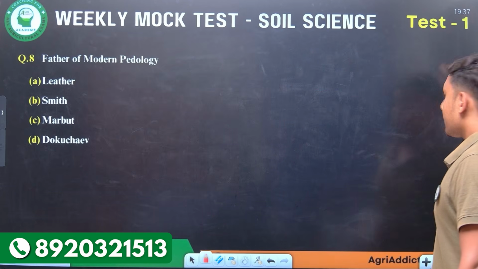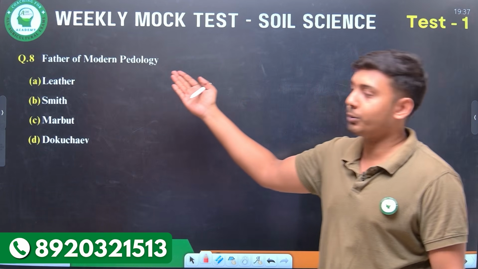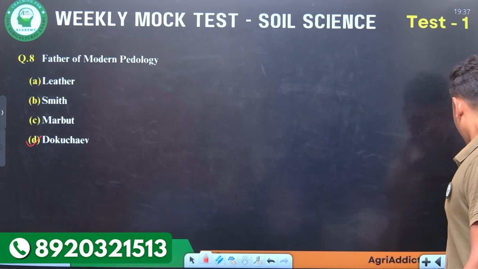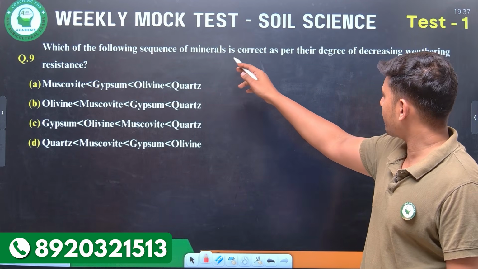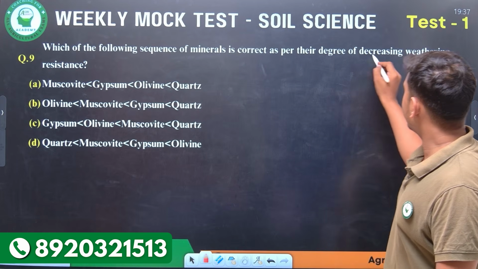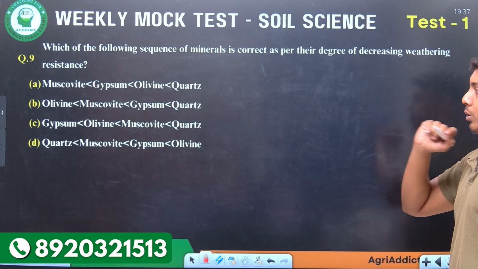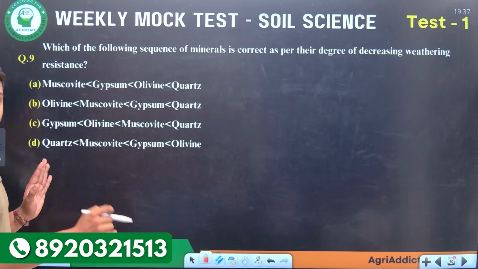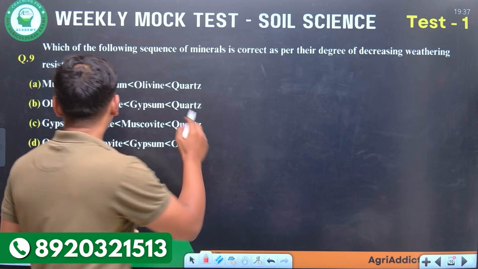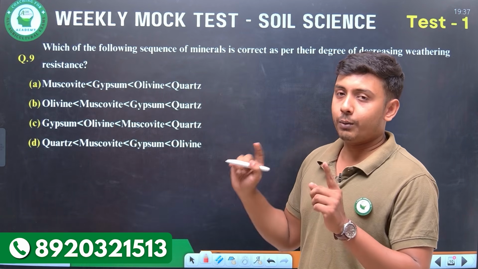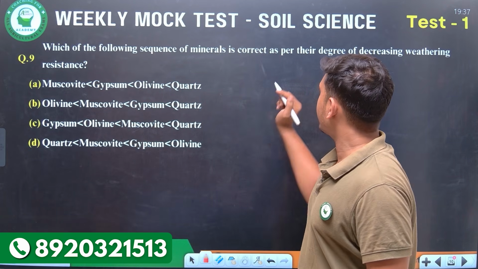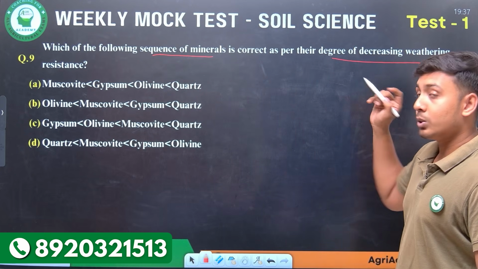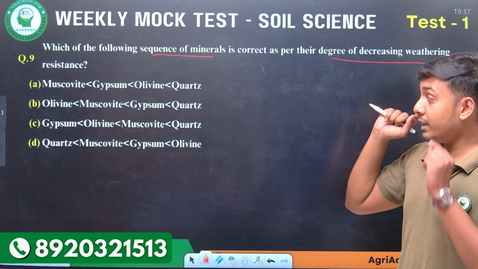Next comes the next question. Father of modern pedology, you have to directly remember, that is Dokuchaev. Let's take this question again. Which of the following sequence of minerals is correct as per their degree of decreasing weathering resistance? Whenever there are lots of options and these are confusing, you have to first remember the actual sequence of the minerals according to their degree of decreasing weathering resistance.